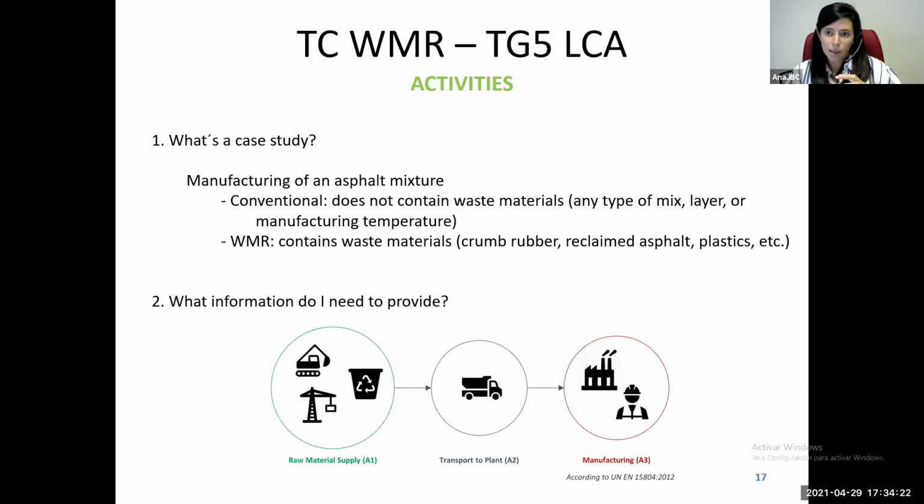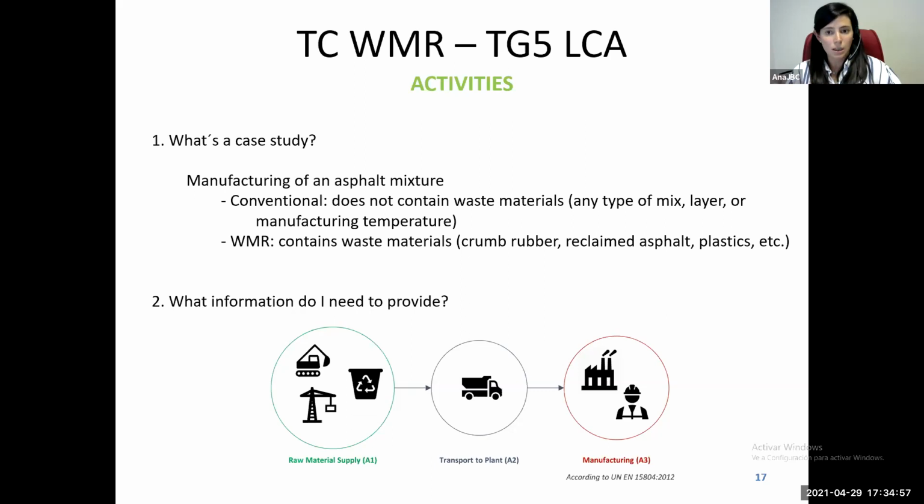And the second type is the purpose of the TG, that is mixtures containing waste and secondary materials. Okay, that can be ground rubber and reclaimed asphalt. It can be plastic, it can be steel slag, whatever waste or secondary material that you have been working on for the production of asphalt mixtures. Okay, that's a case study. So the manufacturing of an asphalt mixture in a plant, or in the lab if you have data for energy consumption. That's what we are going to see now.